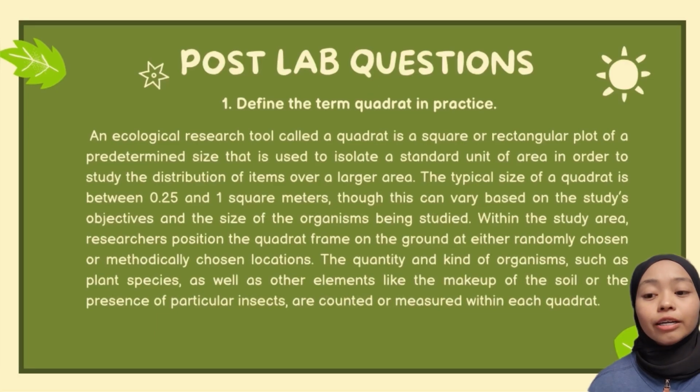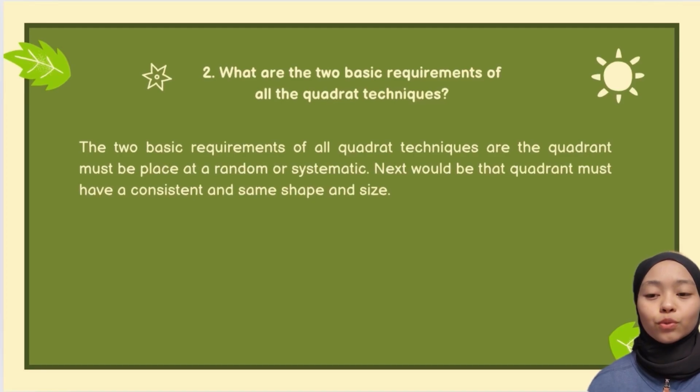Within the study area, researchers position the quadrat frame on the ground at either randomly chosen or methodically chosen locations. The quantity and kind of organism, such as plant species, as well as other elements like the makeup of the soil or the presence of particular insects, are counted or measured within each quadrat. And then, for question 2, the two basic requirements of all quadrat techniques are that the quadrat must be placed at random or systematically. Next, the quadrat must have a consistent shape and size.